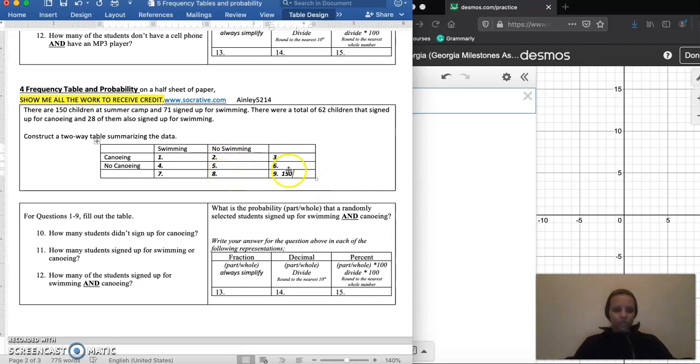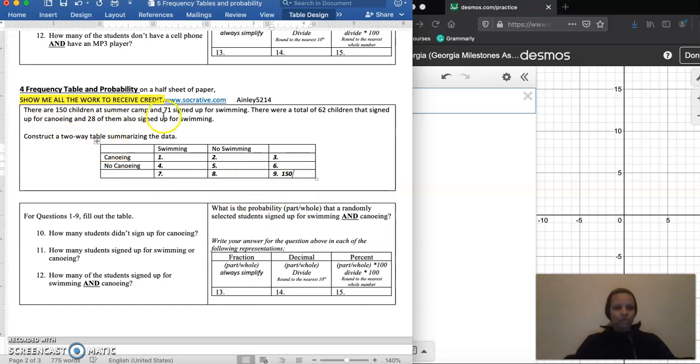All right, so this is the total of the totals, meaning when you add up the total of those who are swimming and the total of those who are not swimming, you should get 150. When you add up the total of those canoeing and the total of those not canoeing, you should get 150. You may be a little bit lost right now, but it's okay. As we go, it's going to make a little bit more sense.